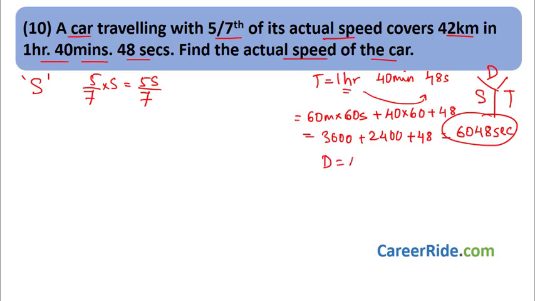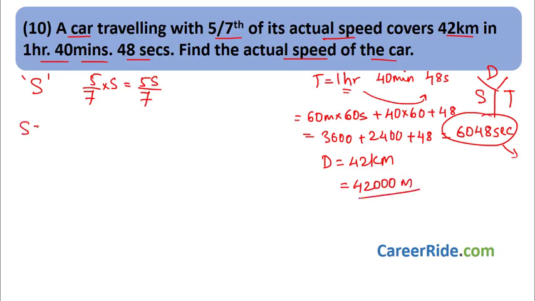Now the distance given is 42 kilometers. Since we have time in seconds, it's much better to have speed in meters per second, or the distance in meters, because otherwise it would be kilometers and seconds. Everything should be in the same standard. So 42 kilometers is nothing but 42,000 meters, right?